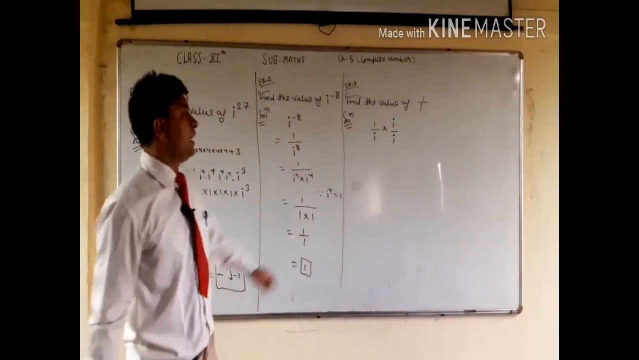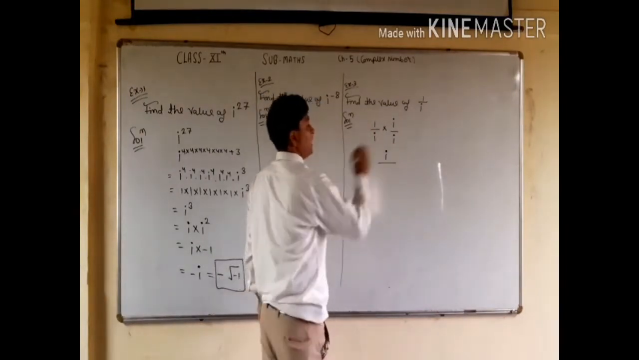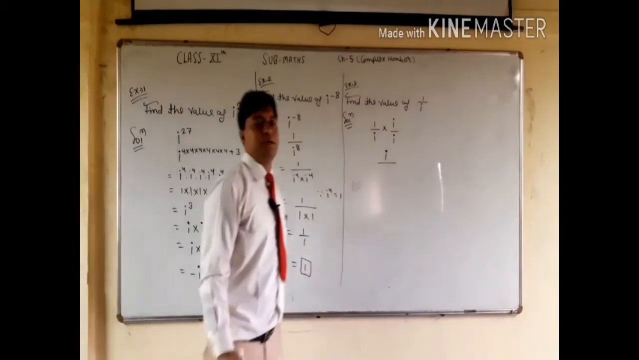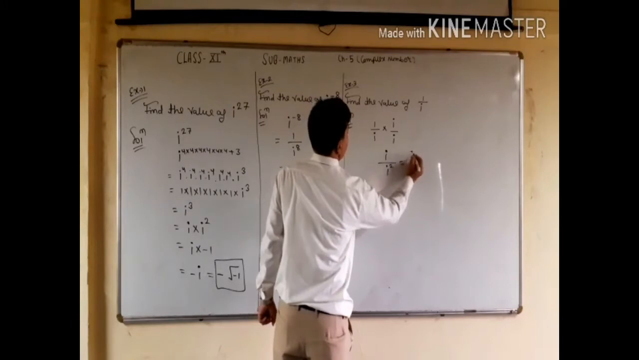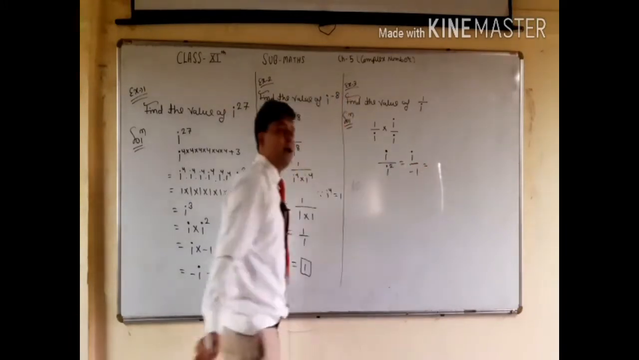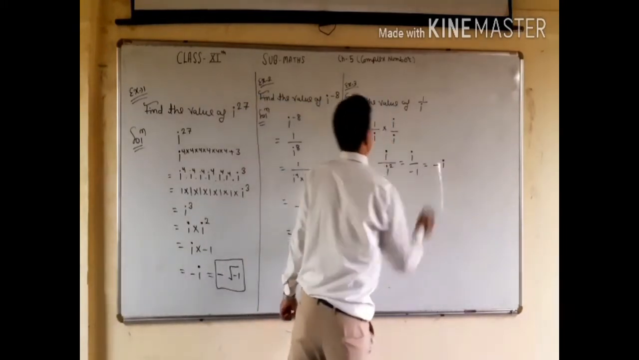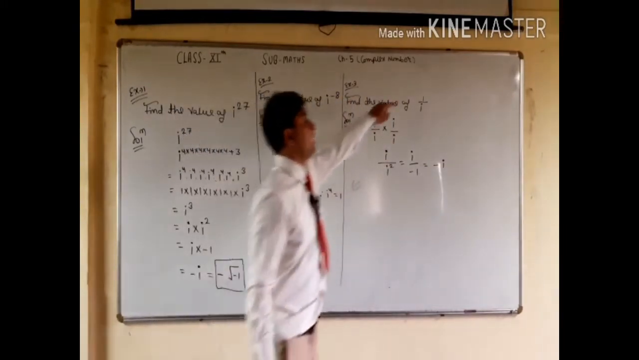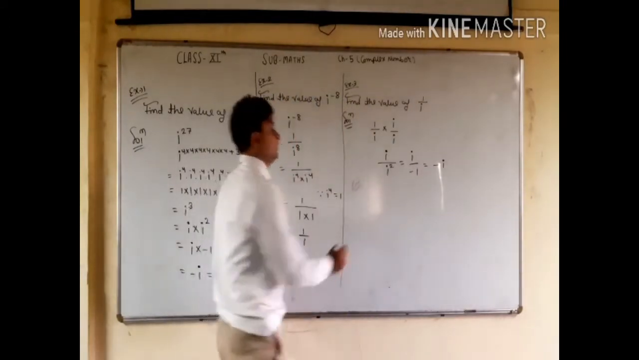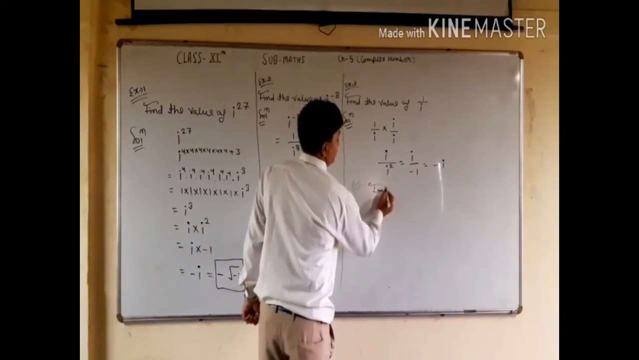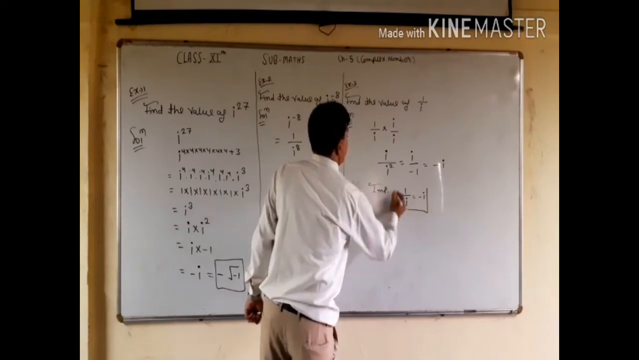We know that iota into 1 is iota, and iota into iota is iota square. Iota square is equal to -1. So iota upon minus 1 is equal to minus iota. Okay students, so 1 upon iota is equal to minus iota. This is a very important condition. 1 upon iota is equal to minus iota.